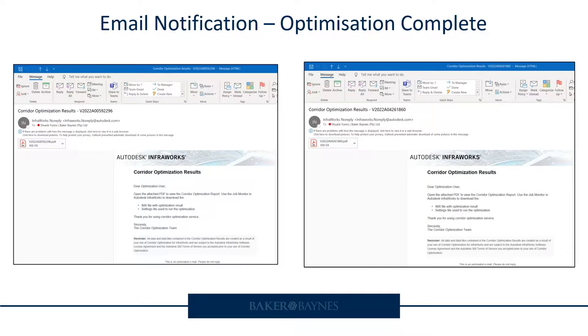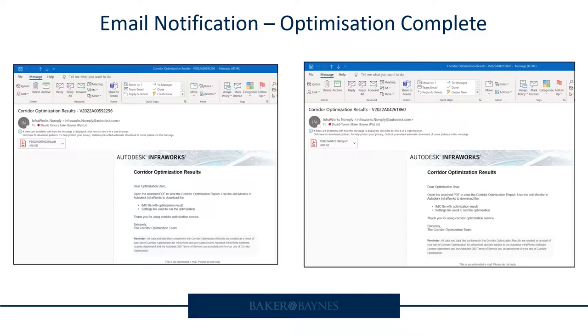Now, once the corridor optimization is done in the background, you will get an email notification to say, hey, what's up, there are your results. Now you can see on these two screenshots, there is a PDF report attached to each of them. So please don't forget that it is there.